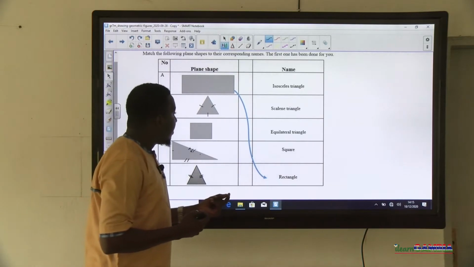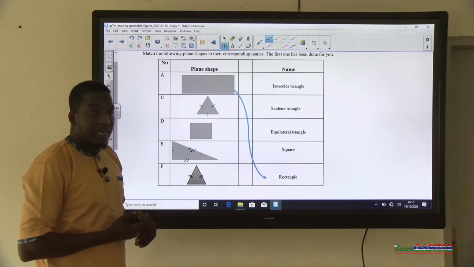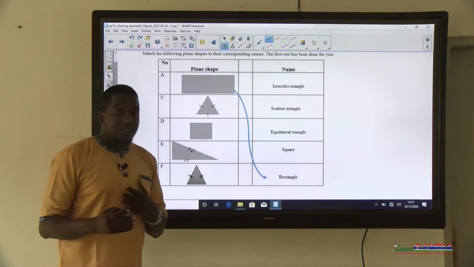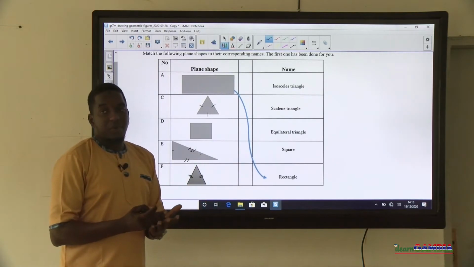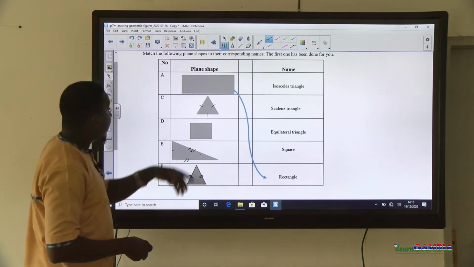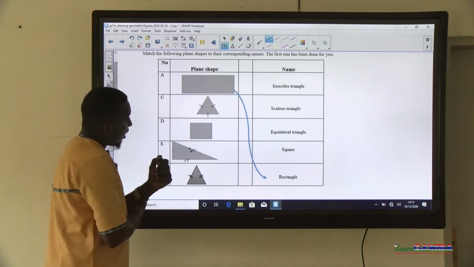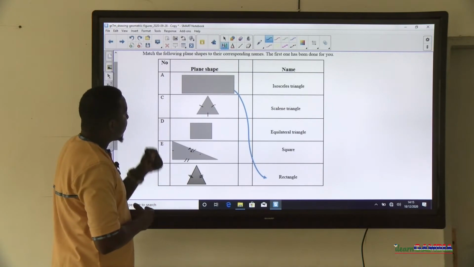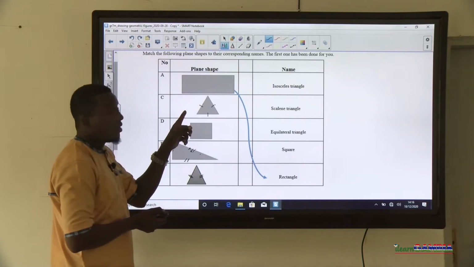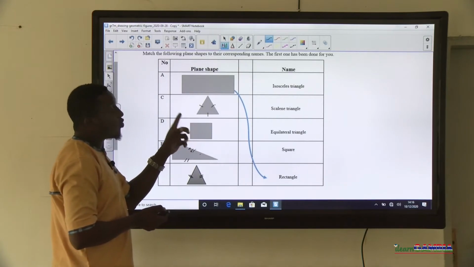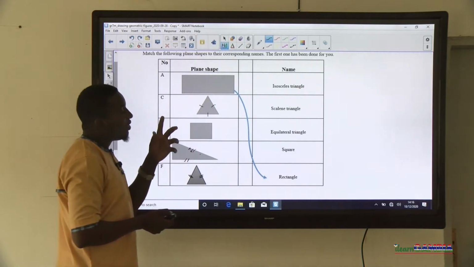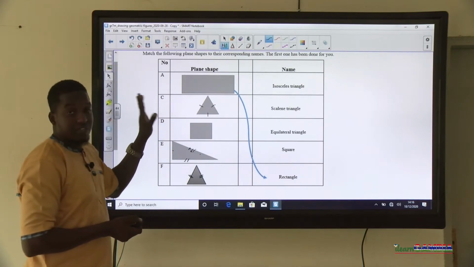Earlier in a lesson we've discussed scalene triangles, and what did we say about them? We said scalene triangles are triangles where none of the sides are equal and none of the angles are equal. So looking at the diagram, we look at them one after the other. If you look at this other picture here, you see that it's a triangle, yes, but all the three sides are ticked. So that is telling us that all the three sides are equal. And what we know about scalene triangles is the fact that none of the sides are equal. So obviously that one is out of it.